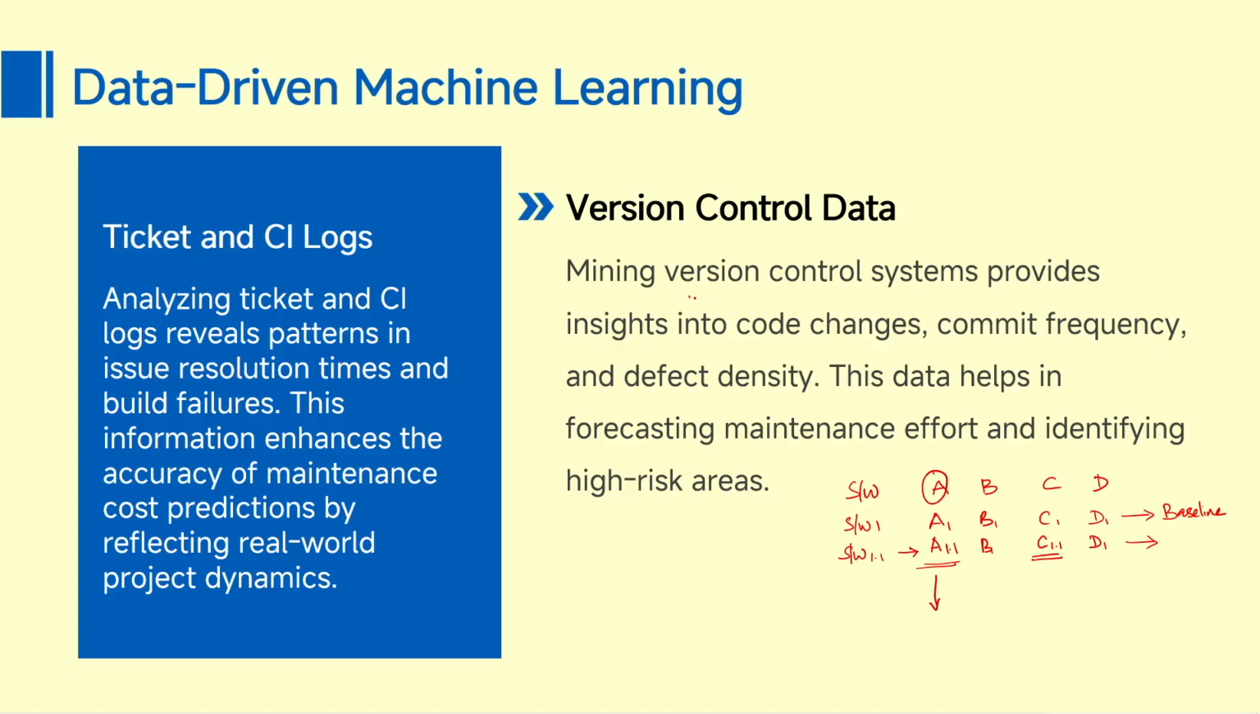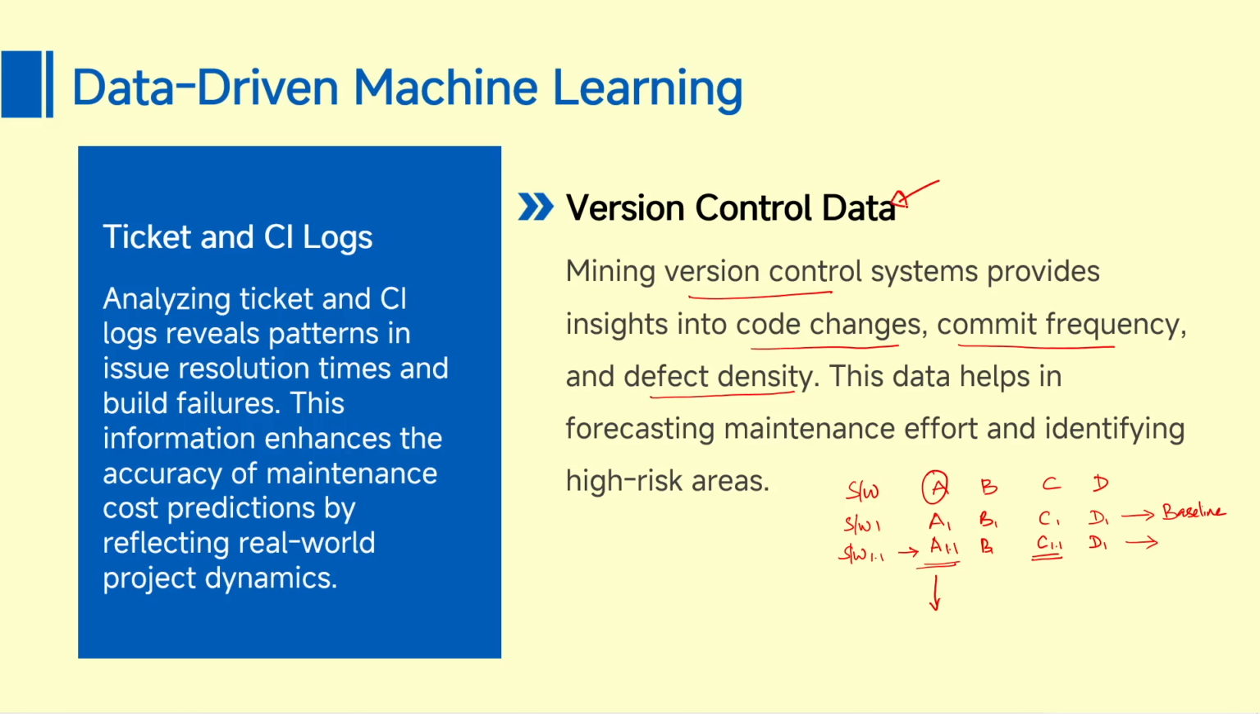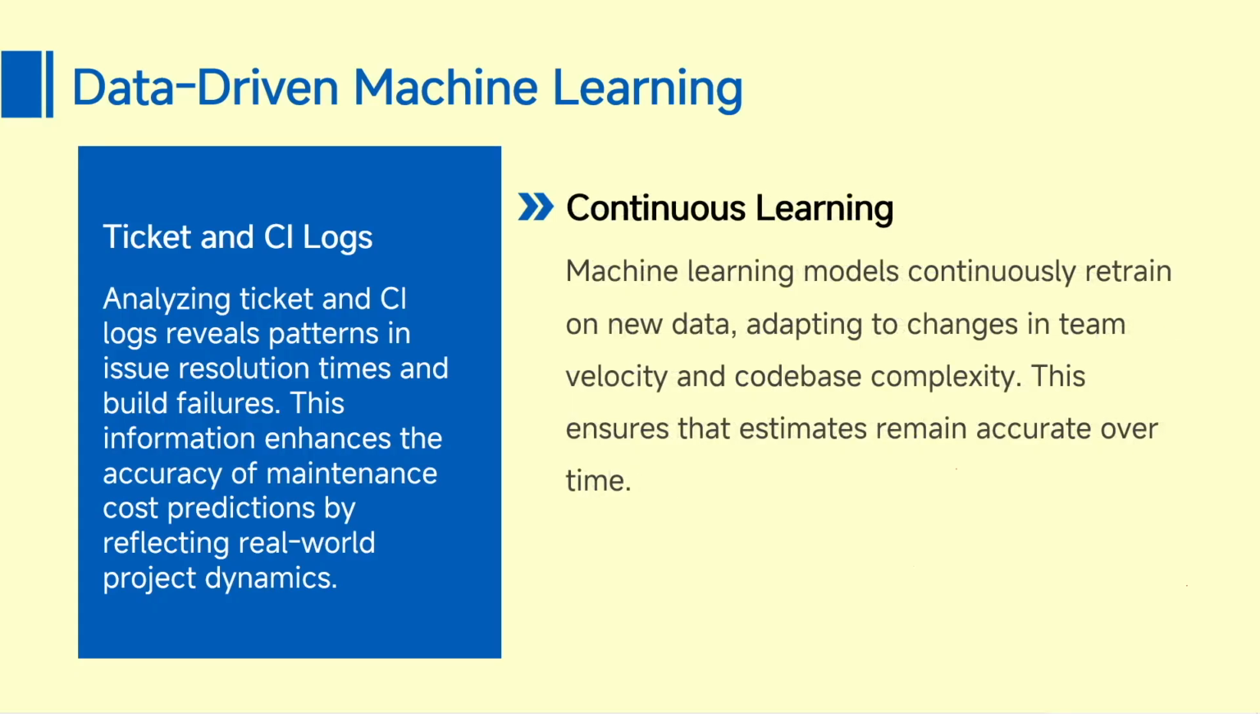Based on the version control data that we have, we can understand how frequently the code has changed, the commit frequency and the defect density. By using this, we are trying to forecast the maintenance effort and identify the high risk areas. So, this is about version control, and by using machine learning techniques, we are trying to identify the code changes that have potential maintenance scope.